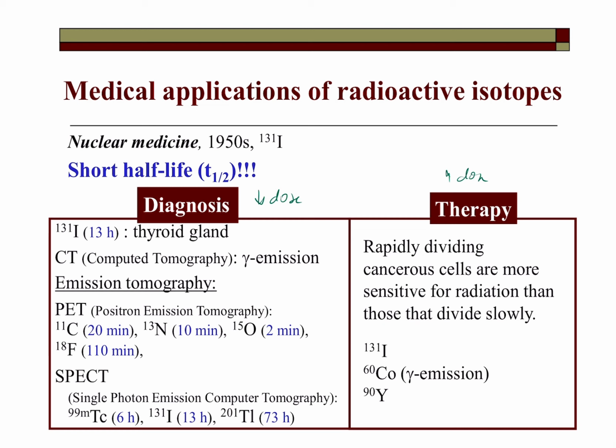In computed tomography, we use gamma emission, or we have PET, positron emission tomography, for fighting cancer cells, for which we can use a carbon, nitrogen, oxygen or fluorine isotope, which has a lower half-life. Or we can use SPECT, single photon emission computed tomography. Also, we can use it to destroy cancer cells. We use cobalt-60 for gamma emission to destroy cancer cells. For cancer cells in the thyroid, we use iodine 131.